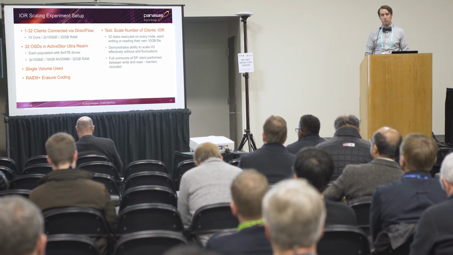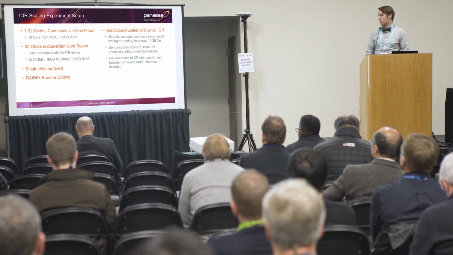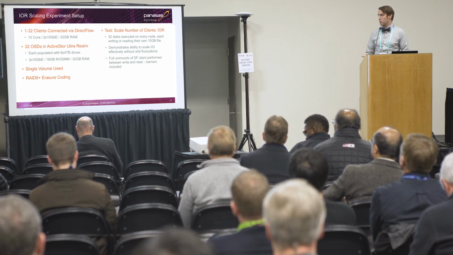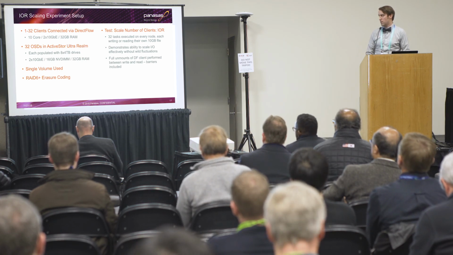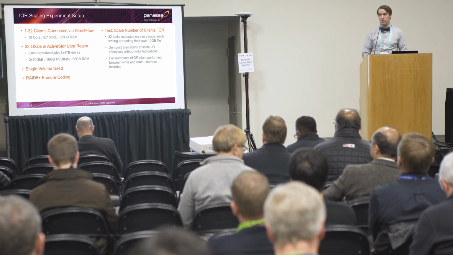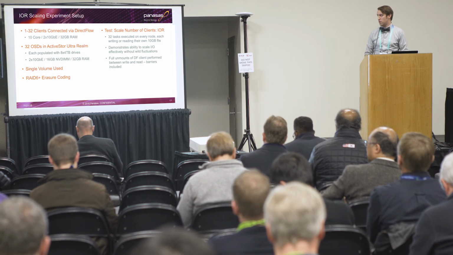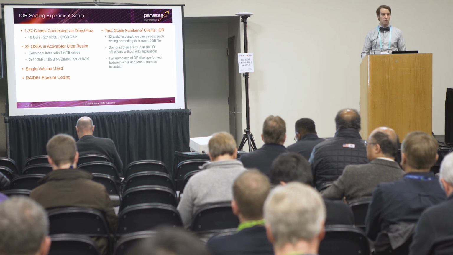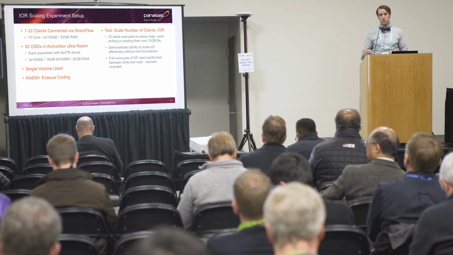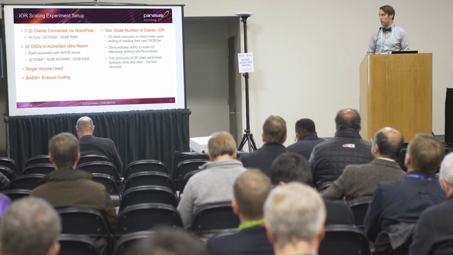We only use a single volume. We're using RAID 6 plus erasure coding. The test is IOR, which most people are familiar with, but just to give you some specifics, it uses the message passing interface to communicate across tasks. Each task is writing their own 10 gig file, and there's 32 per client. So we scale from 32 tasks to 1024 by the end when we're using all 32 clients.